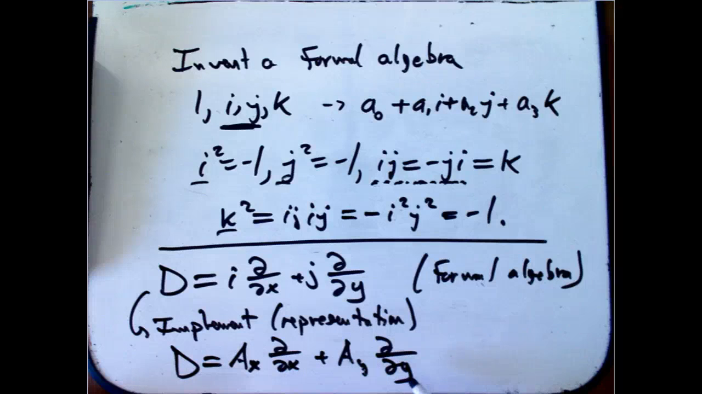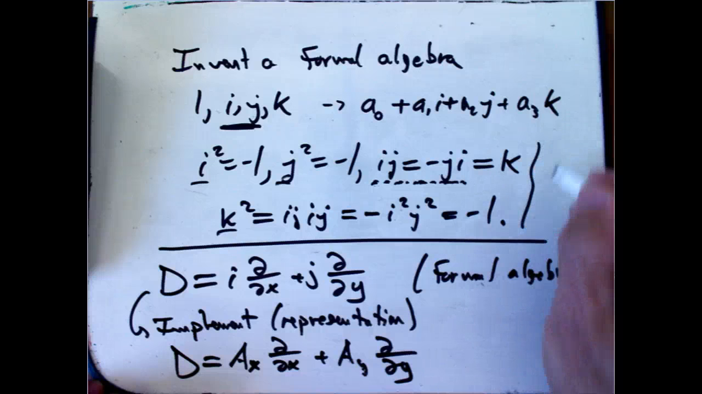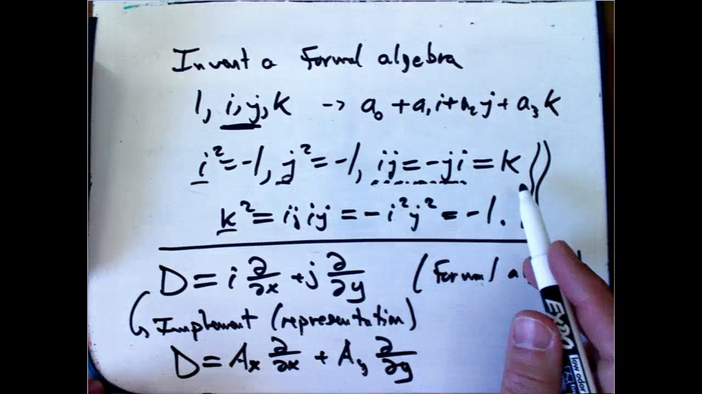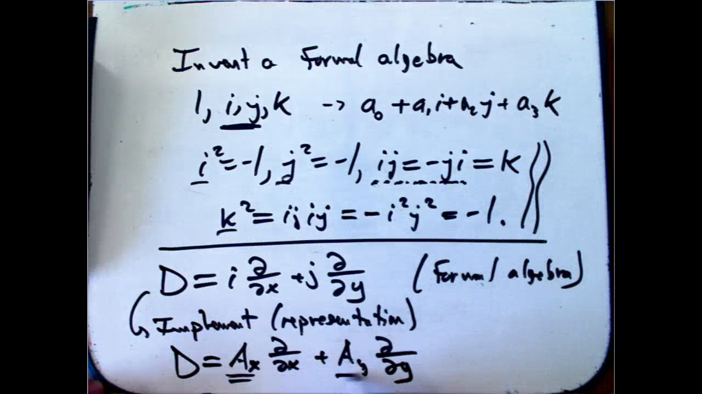It's a very common shorthand when you talk about operators to not even put in the u, the function that you're going to be operating on. And the key is that these formal rules that are true for i and j are supposed to be satisfied by ax and ay. And the cool thing is the flexibility that gains you is that there's actually not a unique answer to the question we just had about these 2x2 matrices.